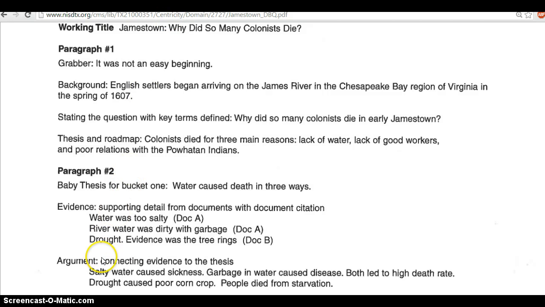So the example that we have is salty water caused sickness. Garbage in the water caused disease. Both led to high death rate. Drought caused poor corn crop. People died from starvation. So that's how you're connecting your evidence to the thesis. Do that now or make up your own.